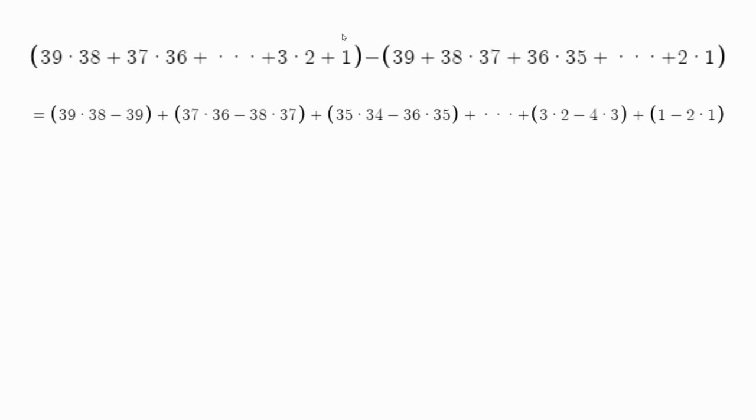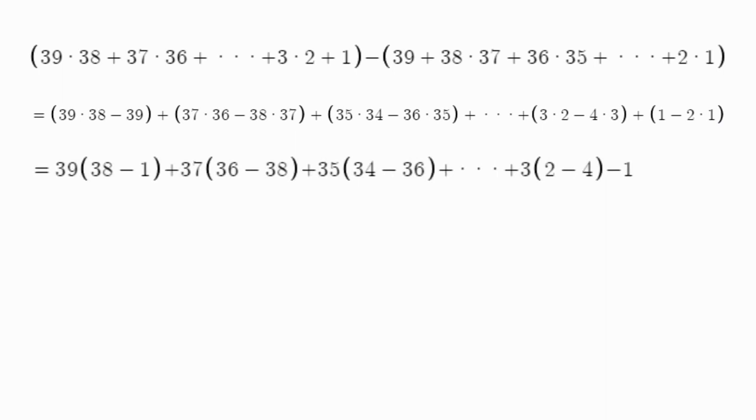We have 39 times 38 minus 39, we have 37 times 36 minus 38 times 37, and this pattern continues onwards until 3 times 2 minus 4 times 3, and 1 minus 2 times 1. So then we try to factor some of these numbers, and we get 39 you can take out, and you get a 38 minus 1, plus 37 you can take out, you get a 36 minus 38. And this pattern continues until here, where you take out a 3, you get a 2 minus 4, and then you finally get a minus 1 tacked on at the end.